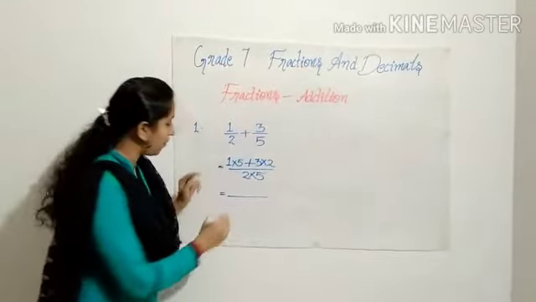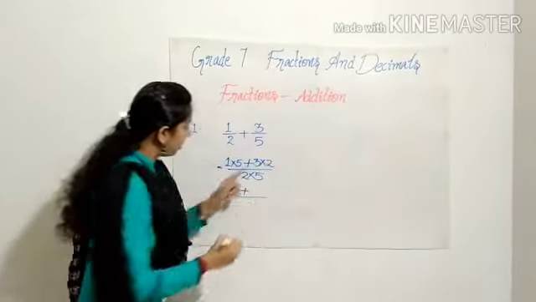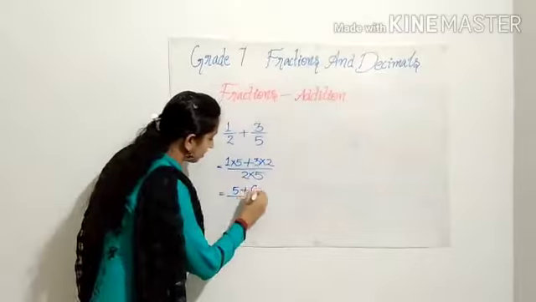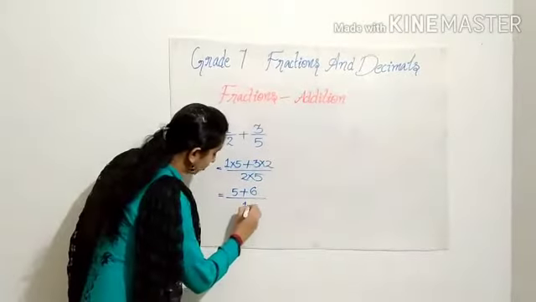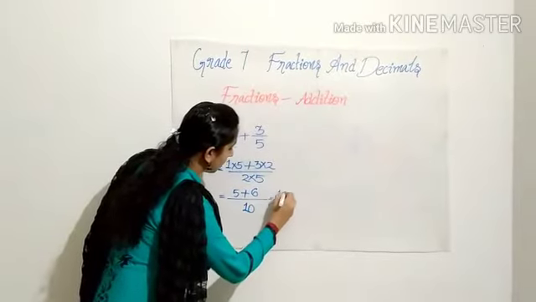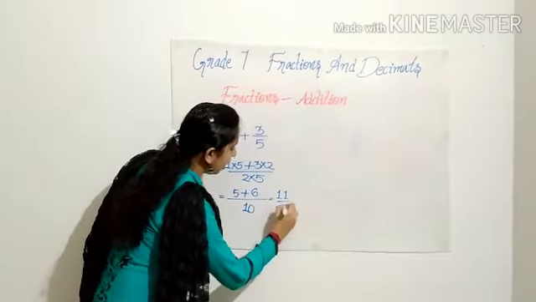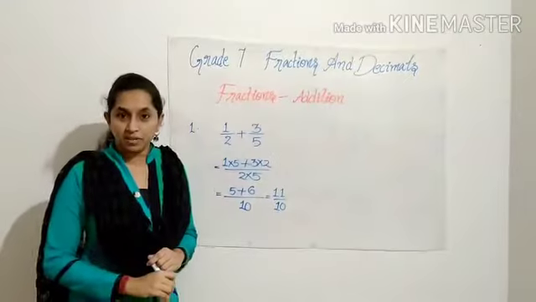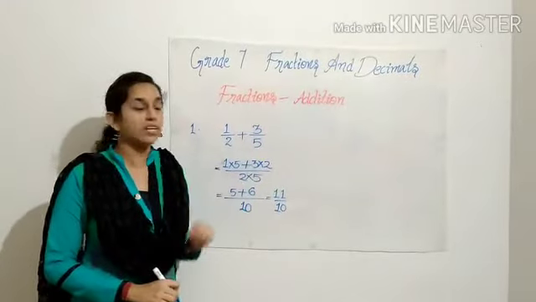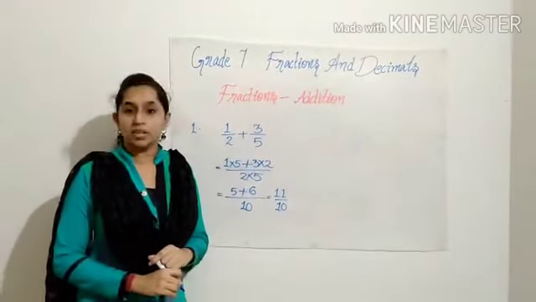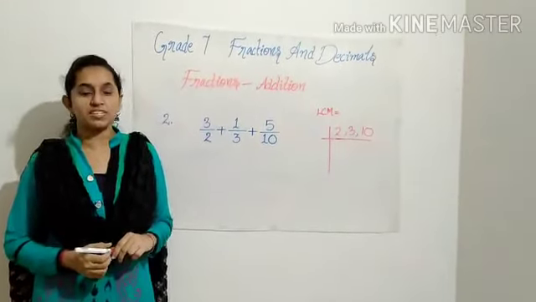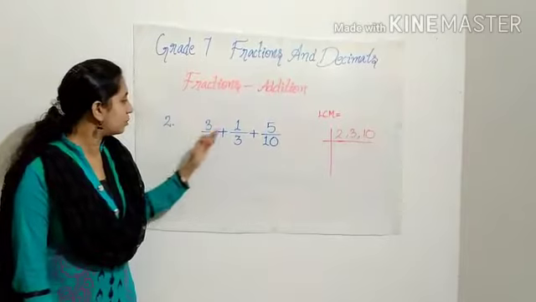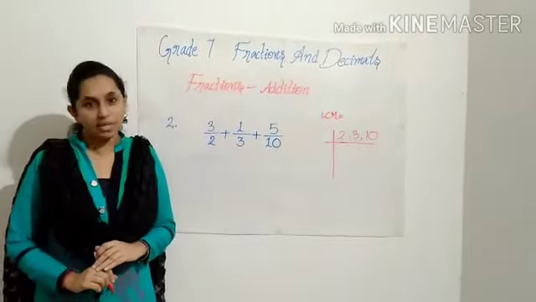Very easily we get the answer. 1 into 5, 5. Plus 3 2s are 6. Divided by 2 into 5, 10. So the answer is 11 by 10. See how fast we got the answer. We can follow this method only when you get co-prime denominators. That's it. Let's check the second question, that is 3 by 2 plus 1 by 3 plus 5 by 10.